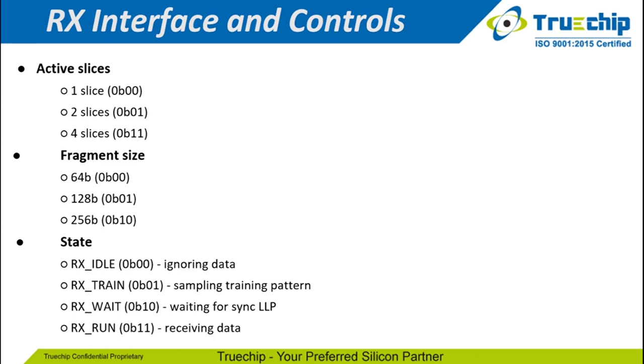And here is the RX interface and controls. The active slices can be 1 slice, 2 slices, or 4 slices. The fragment size can be 64-bit, 128-bit, or 256-bit. And these are the states: RX idle state, ignoring data; RX train state, sampling the training pattern; RX wait state, waiting for sync LLP; and RX run state, receiving data.